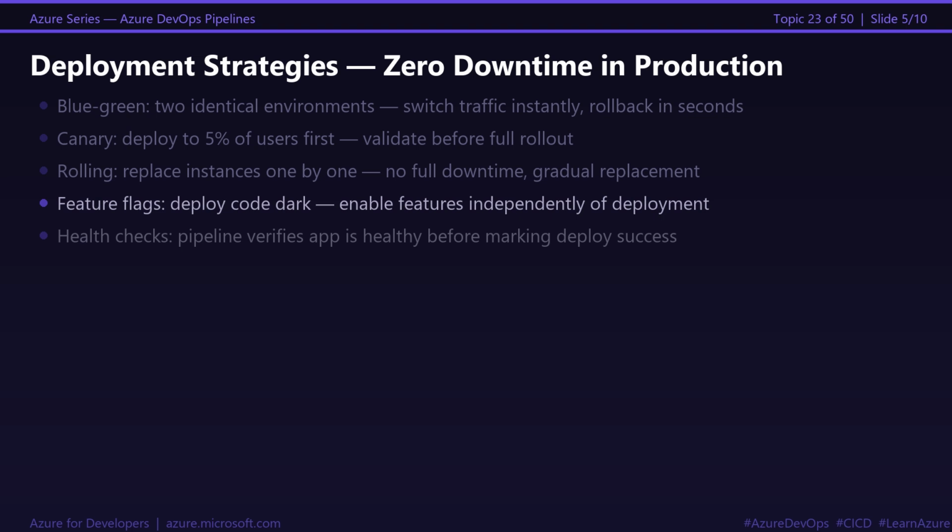The risk of each deployment drops dramatically. You are never betting the entire production system on one release. Every pipeline step runs on an agent, a virtual machine that executes your commands.